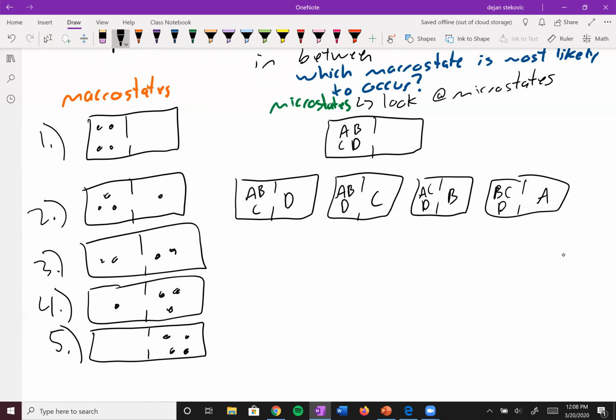And so you could keep going on and on, right? How could you describe this macrostate in terms of microstates? Well, you could have 2 on the left, 2 on the right.